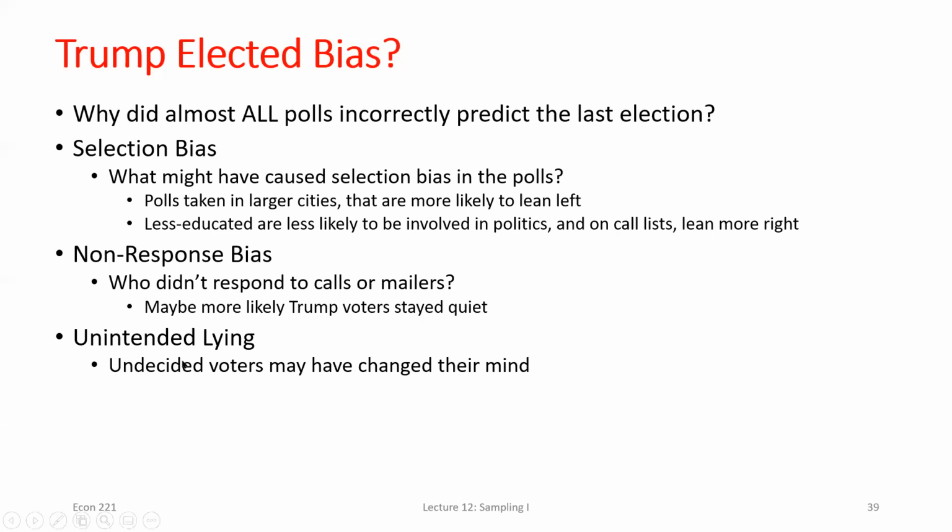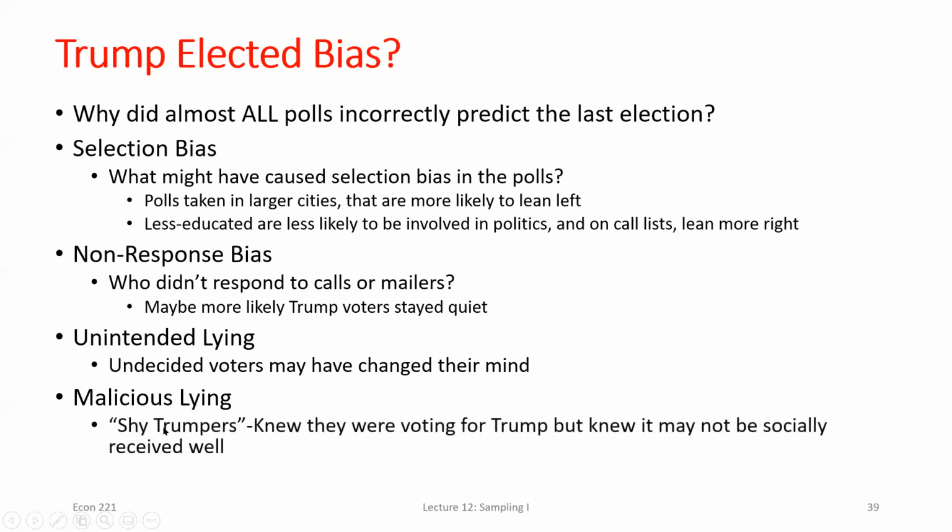And so there might have been a lot of unintended lying, people who hadn't made their mind up yet. Because there's a social stigma or a social cost to saying one candidate, we just respond with the other, okay? So maybe we had some unintended lying that also built in this bias towards thinking that Hillary Clinton was going to win when we look at these samples. And then kind of the last one, which is malicious lying.